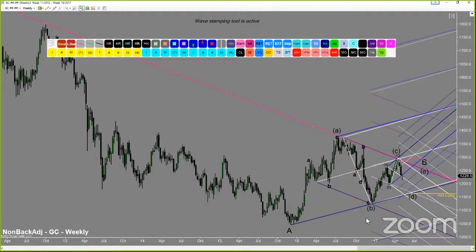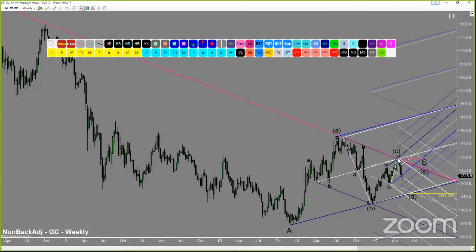So we have 3 up, 3 down, 3 up. That's how all triangles start off. Correction, correction, correction, correction, and then the final E wave. And that could bring us all the way back to that same downtrend line there.